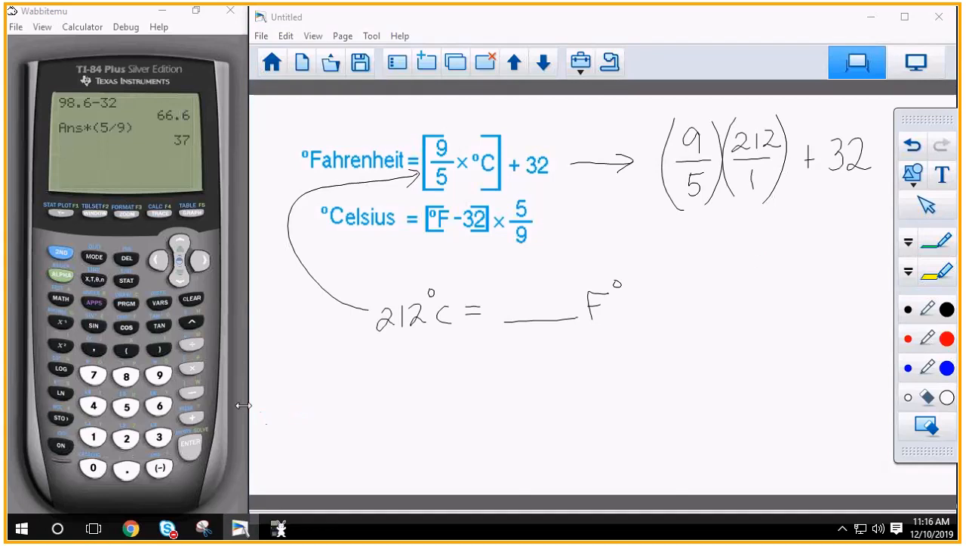So 212 times 9 divided by 5, and I just did the fractions in my head, and then plus 32. So 212 degrees Celsius means that you're at 413.6 degrees Fahrenheit.